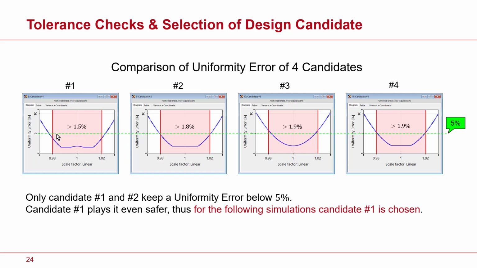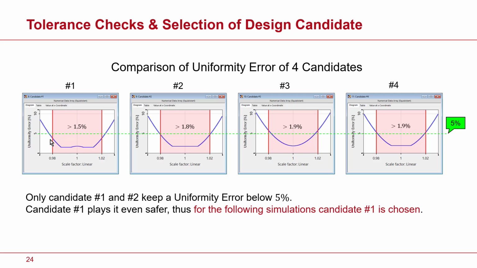So I only have to look at the uniformity error. And you see here in green I have marked the requirement line of 5%, and you see candidates 3 and 4 show in my tolerance simulations higher uniformity errors if the tolerancing is plus minus 1%, in the range of 1% negative or positive. Here, scarcely. Candidate number 2 stays below that line, but it's still very close.